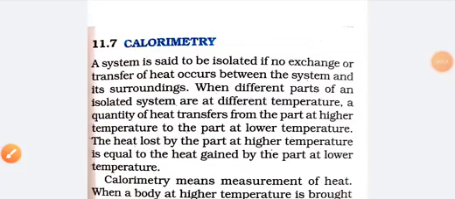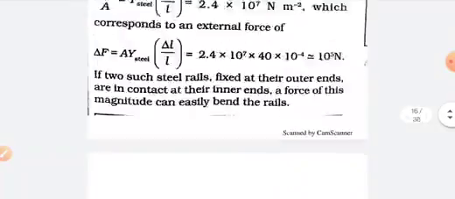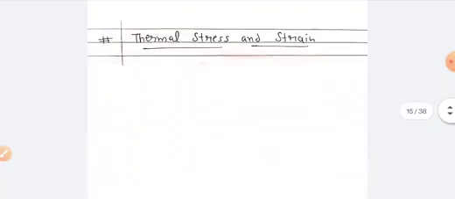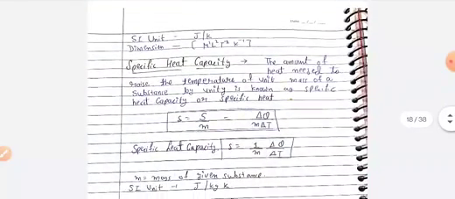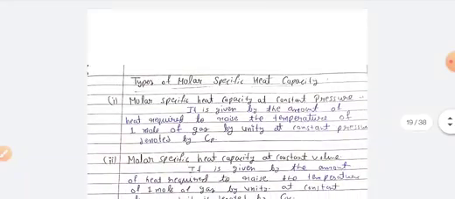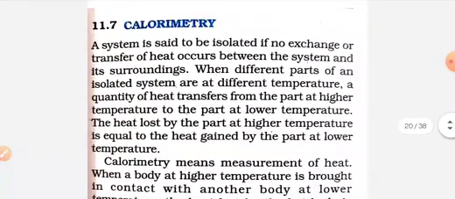Good morning, students. Today we are going to discuss our new topic, that is calorimetry. Till now we have discussed the topic of thermal stresses and strains, and then we have discussed the heat capacity and also the specific heat capacity and the molar specific heat capacity. Now today we are going to discuss calorimetry.